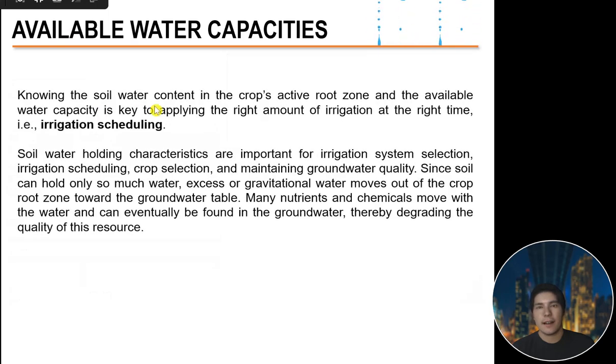So knowing the soil water content in the crop's active root zone and the available water capacity is the key to applying the right amount of irrigation at the right time, no? That is what we call irrigation scheduling, no? So soil water holding characteristics are important for irrigation system selection, irrigation scheduling, crop selection, and maintaining the groundwater quality. So since soil can hold only so much water, excess or gravitational water moves out of the crop root zone toward the groundwater table, and many nutrients and chemicals move with the water and can eventually be found in the groundwater, thereby degrading the quality of this resource.